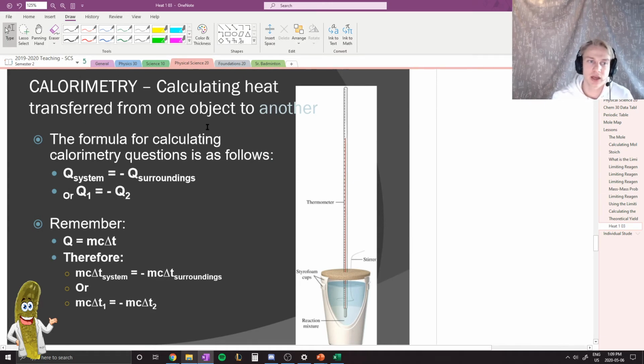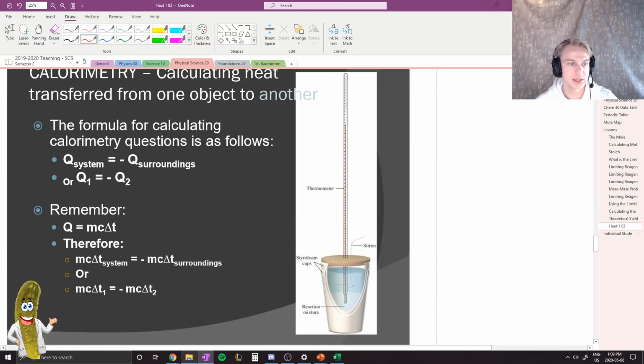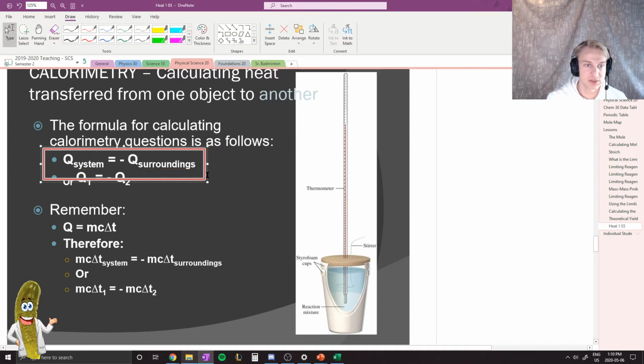What's interesting about calorimetry, though, is that from that, you end up getting another formula. So this is our second formula. The second formula is that the heat of the system is equal to the negative heat of the surroundings, or Q of the system is equal to negative Q of the surroundings.